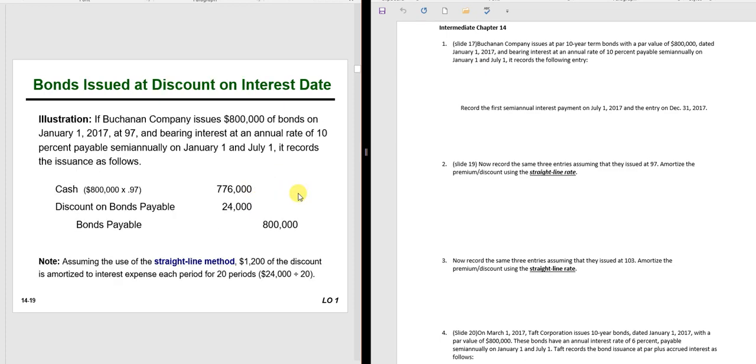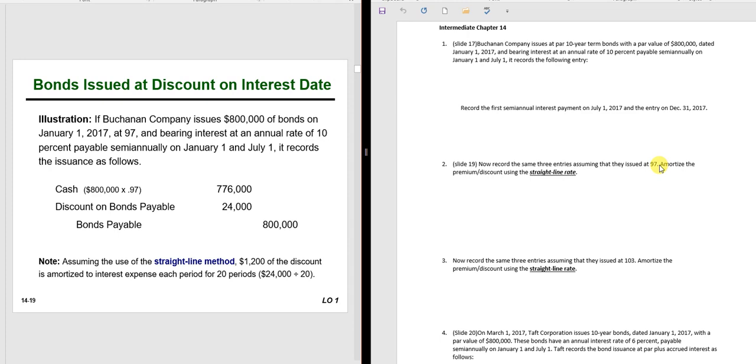Okay, so now record the same entries assuming the issue of the bonds at 97. So what 97 means is 97% of face. So somebody has gone through the present value tables like we did last semester in chapter 6, and we're going to use them again. And they have determined that it's selling at 97% of face, so it's a discount.